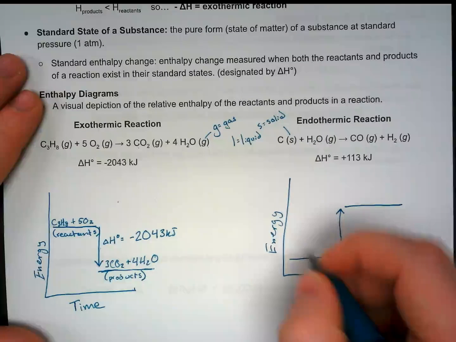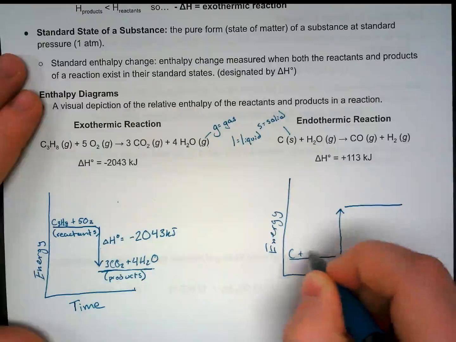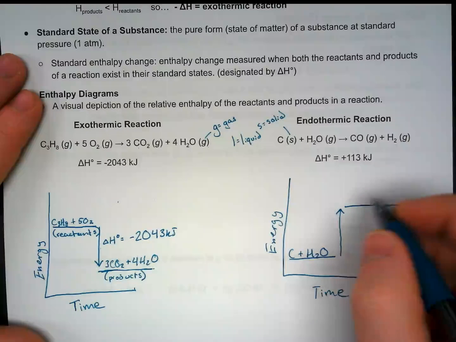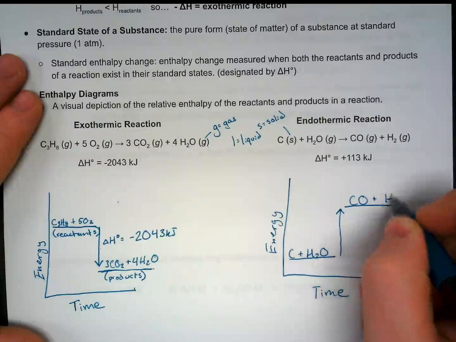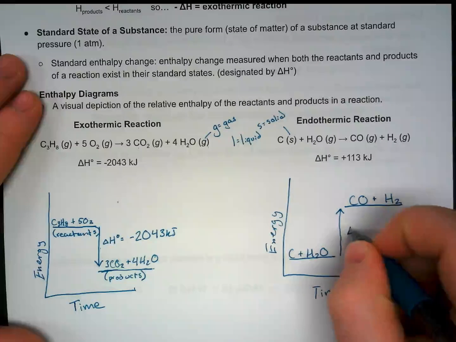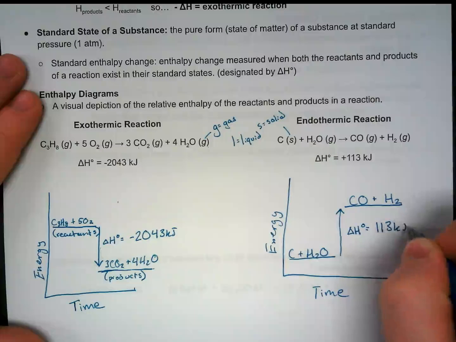Okay. And so we just basically flip-flop it. We're going from lower to higher because we're gaining energy, so we're still going to write our reactants over here. So carbon plus H2O, goodness, H2O. And then our products, carbon monoxide and then hydrogen gas. We're going to show our change in enthalpy, which in this case is a positive 113.